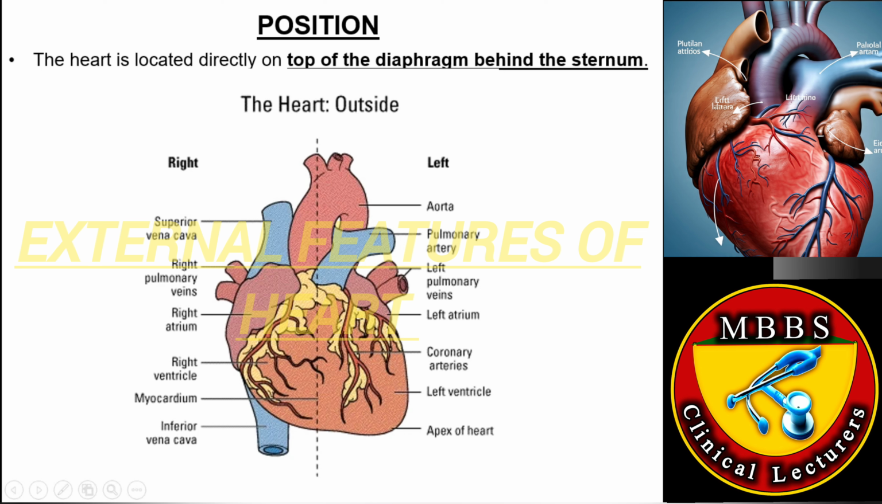So the pericardium is the outermost covering of the heart, meaning the heart is enclosed in that covering. You see, this is the right atrium, this is the right ventricle, left ventricle, and this is the left atrium. You see here, this is the inferior vena cava, superior vena cava, the pulmonary artery. These are the pulmonary veins, right and left. This is the aorta, this is the arch of aorta.